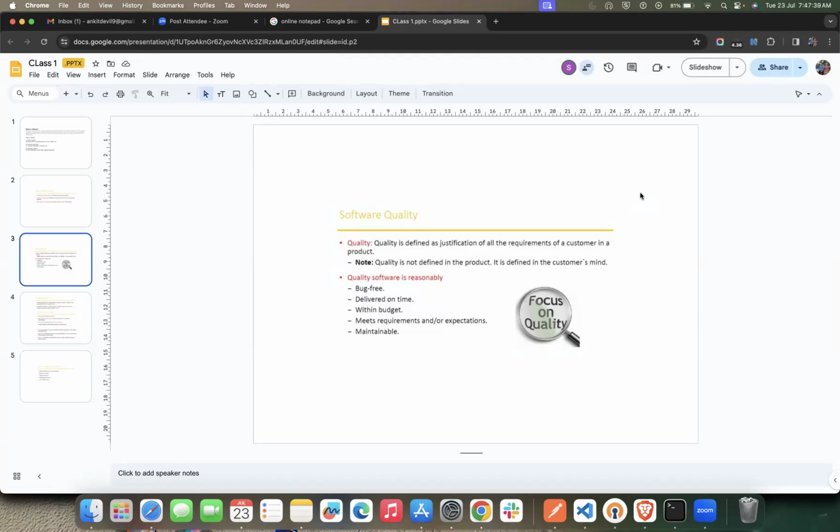And in order to maintain that 80% correctness in a software, we need software quality. So all these points mentioned here need to be at a reasonable level. That's what is mentioned here: quality of software is reasonably bug free. It's not bug free, reasonably bug free. By that we mean it should not contain more than 20% of bugs or 10%. And in certain medical sectors or the aviation sector, it's less than 1% bugs.